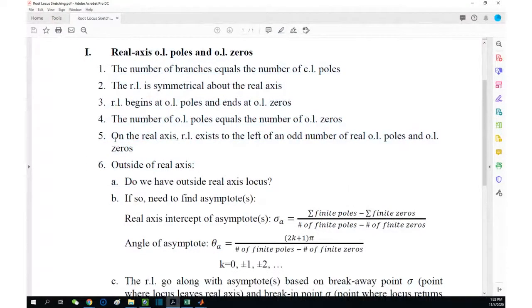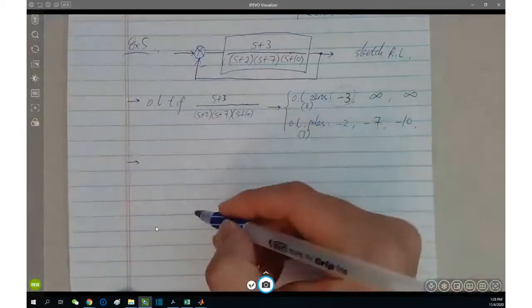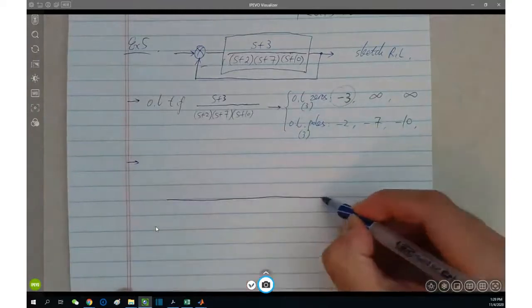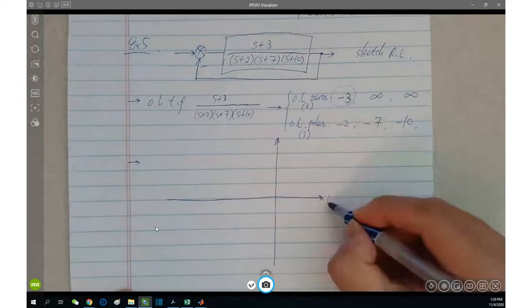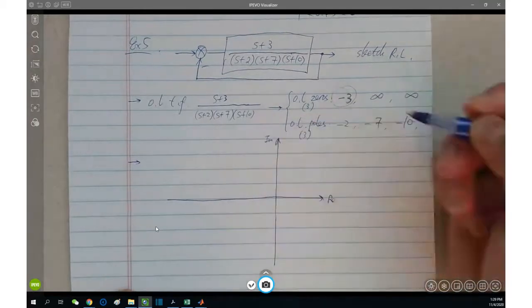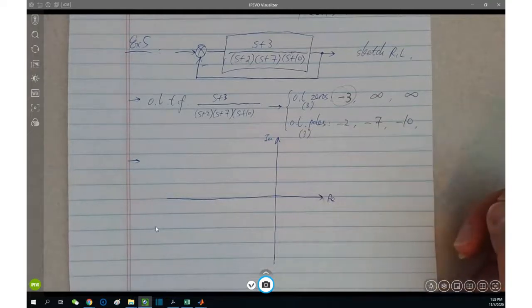So we've basically reached number 5. We're trying to plot the real axis Root Locus. To do that, we need to establish the axes, real axis and imaginary axis, this s-plane, and then place all of the finite open loop zeros and open loop poles onto the plane.